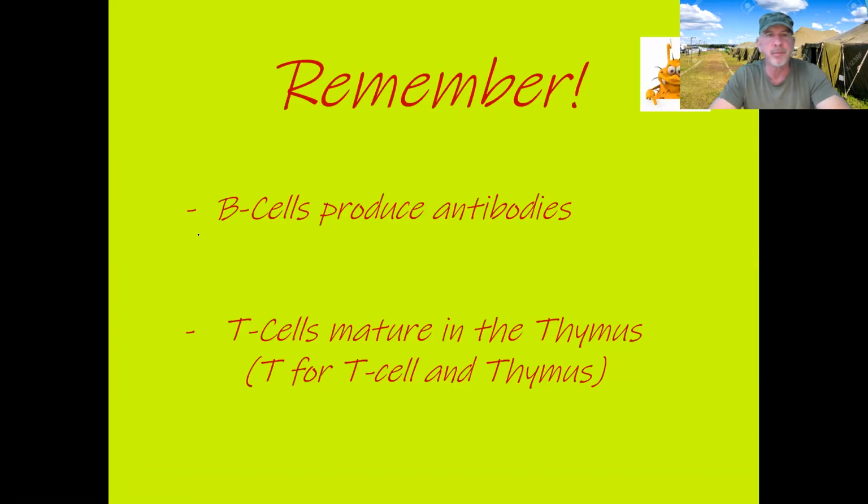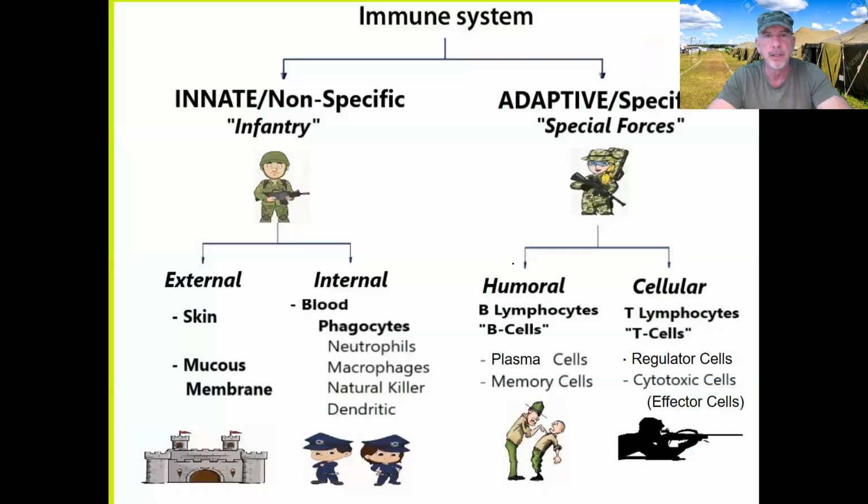So important things to remember. B cells produce antibodies. That's why B cells are so important. Without B cells, we would not have an antibody response. And remember that T cells mature in the thymus. Ta-da! Moving on. So there you go.